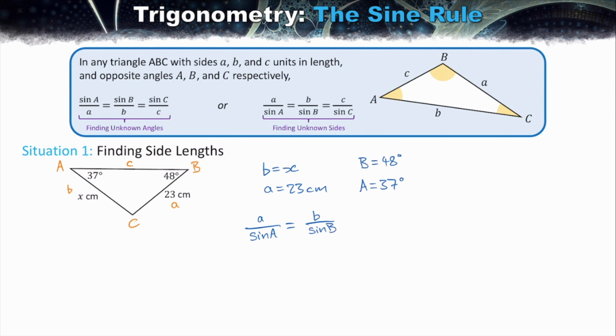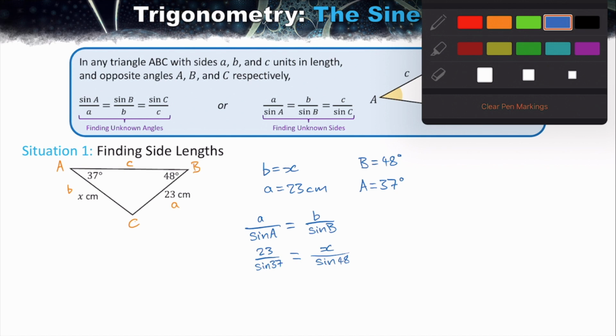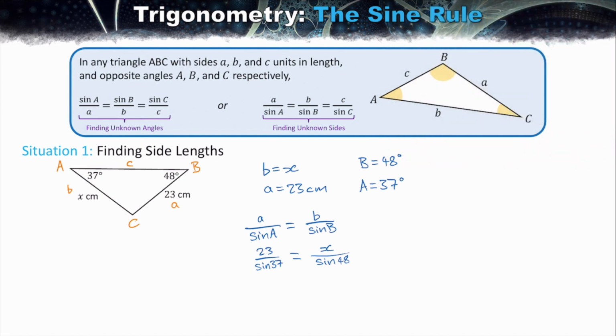So now with all formulas, we substitute our information in. So our A is 23. Our sine of A is the sine of 37 degrees. And that's equal to our B, which is what we're looking for, the X here, divided by the sine of B, which is 48 degrees. And now what I essentially have to do is rearrange this to get X on its own. Now, because X is being divided by sine 48, to cancel that out, I need to do the opposite, which would be to multiply by the sine of 48. And I do that to both sides.